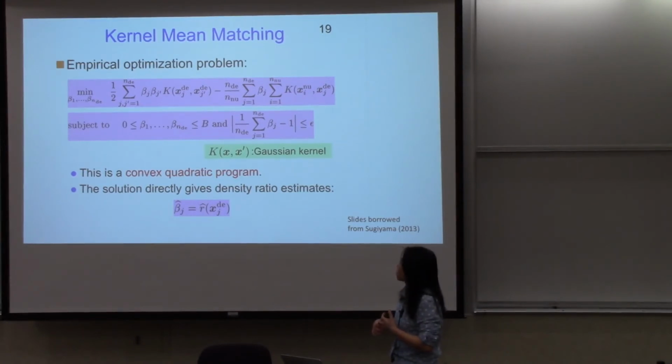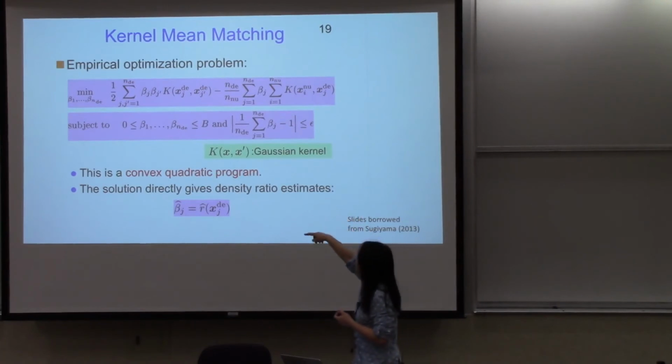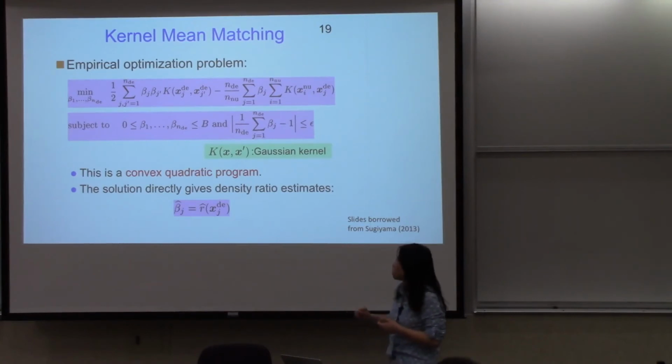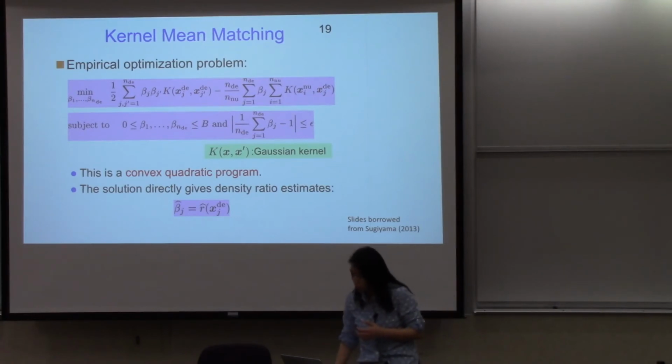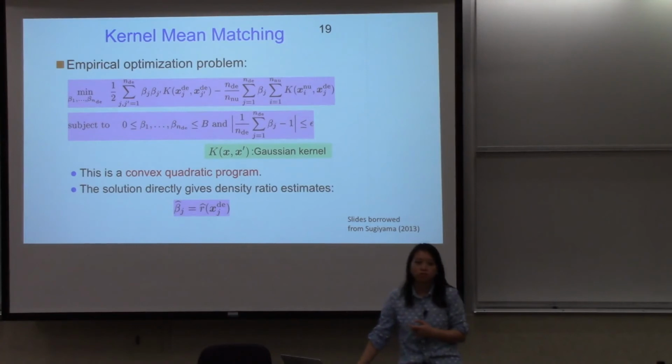And this is a convex quadratic program. The beta we get from this is directly the density ratio estimate. So instead of doing classification, we directly estimate this R, P target over P source. Any questions?